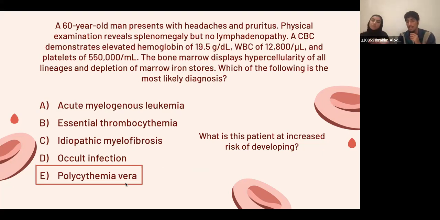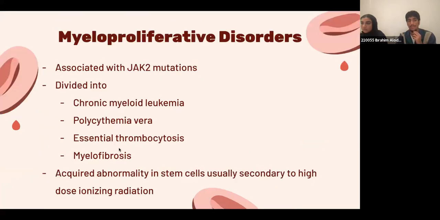By the way, a lot of the things you said are correct. Any renal diseases, liver infarcts, all of those things. So let's talk a little bit about myeloproliferative disorders. They are associated with JAK2 mutations. So if you ever see a question with JAK2 mentioned somewhere, you should immediately start thinking about myeloproliferative disorders.